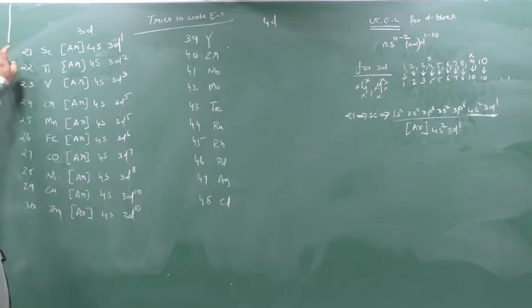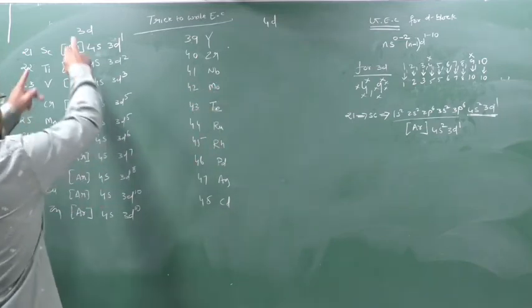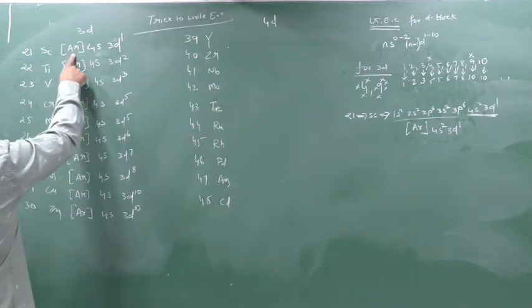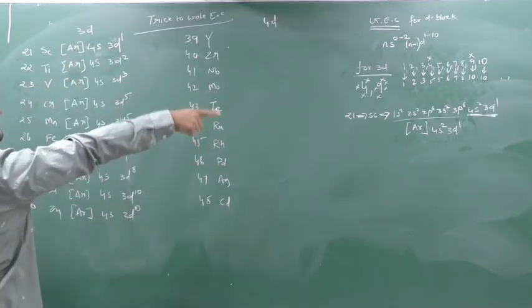How many? 21. Atomic number is 21. So how many electrons should come here? 21. So how to calculate? Now see, calculation for S. D from this number, S from this calculation. How? Argon is 18. Yes or no? Argon is 18.